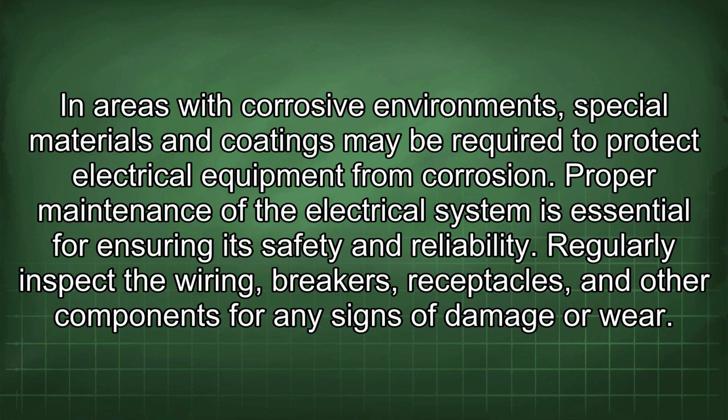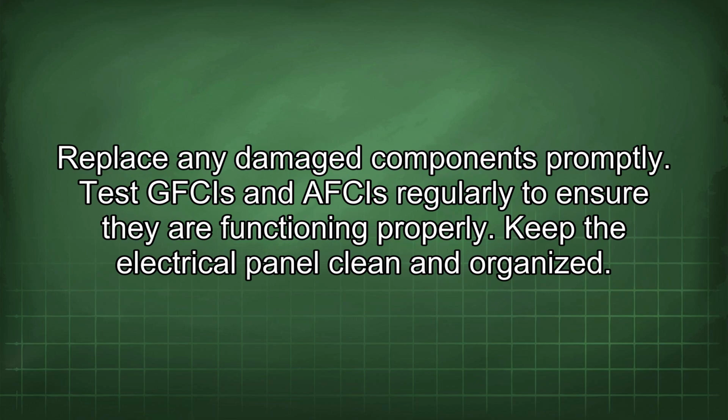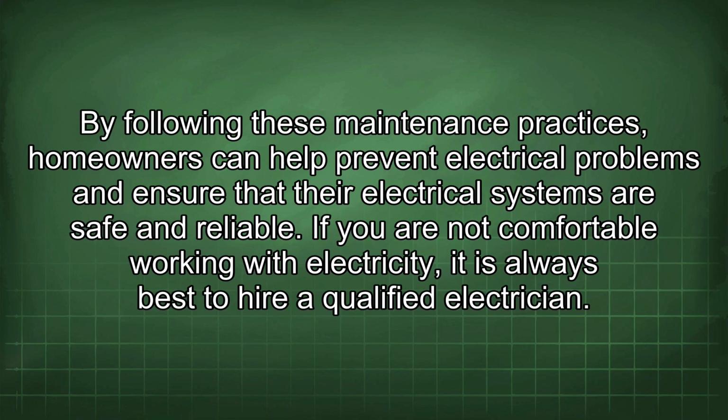Proper maintenance of the electrical system is essential for ensuring its safety and reliability. Regularly inspect the wiring, breakers, receptacles, and other components for any signs of damage or wear. Replace any damaged components promptly. Test GFCIs and AFCIs regularly to ensure they are functioning properly. Keep the electrical panel clean and organized. By following these maintenance practices, homeowners can help prevent electrical problems and ensure that their electrical systems are safe and reliable. If you are not comfortable working with electricity, it is always best to hire a qualified electrician.